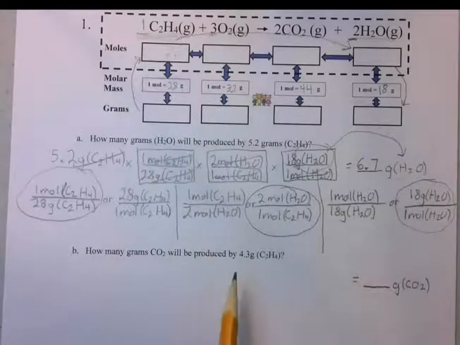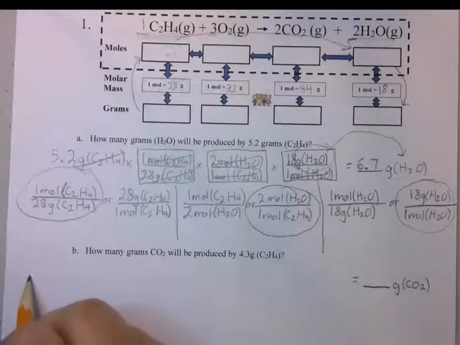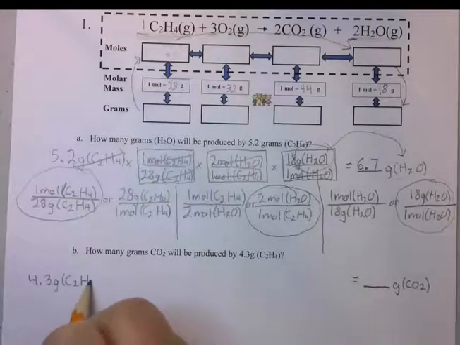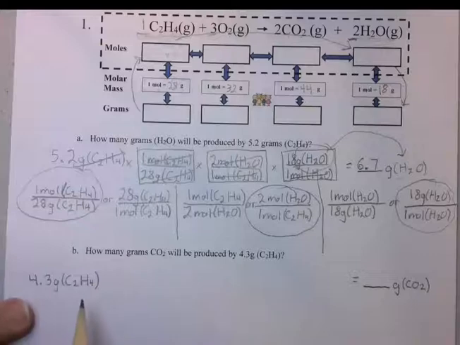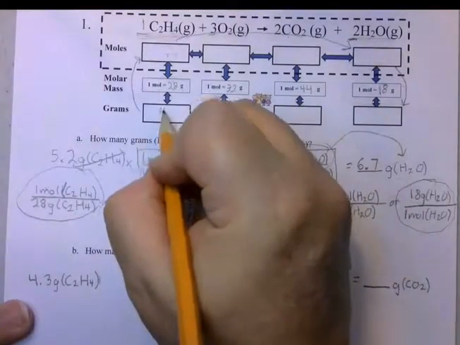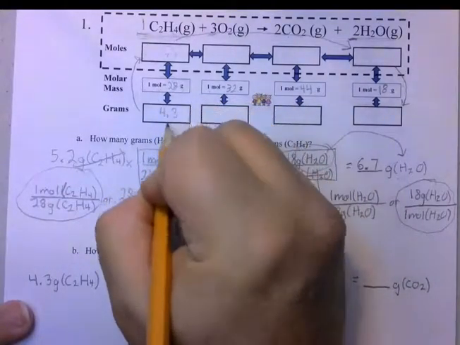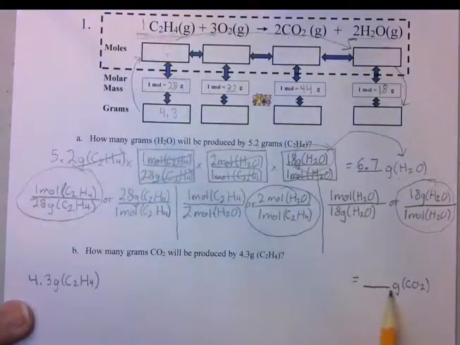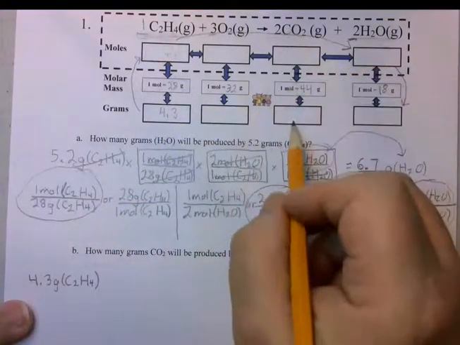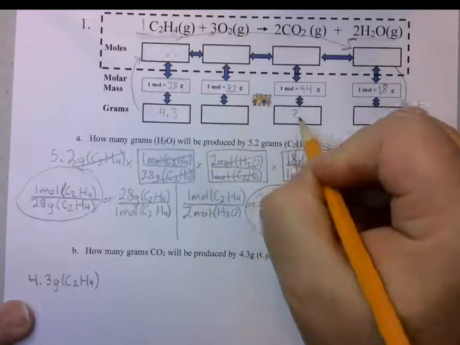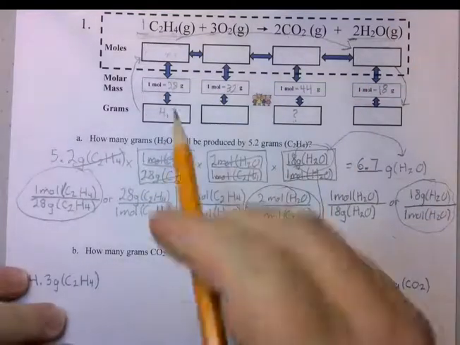Okay, and we're starting off with 4.3 grams of C2H4. So way over on the left. Okay, so 4.3 grams of C2H4, 4.3 goes right there, and we're looking for grams of CO2. So here's CO2, here's the grams. So it's a similar path to the last problem.